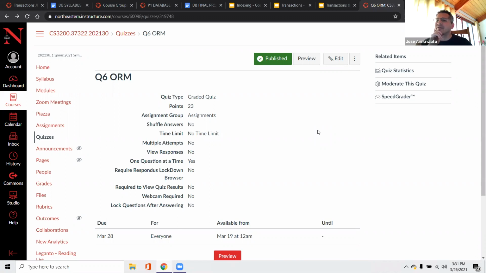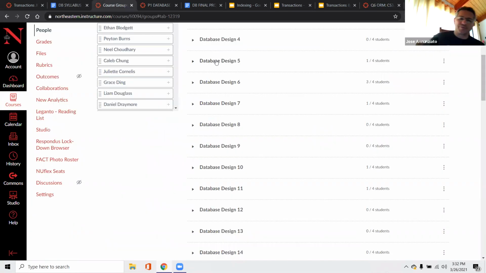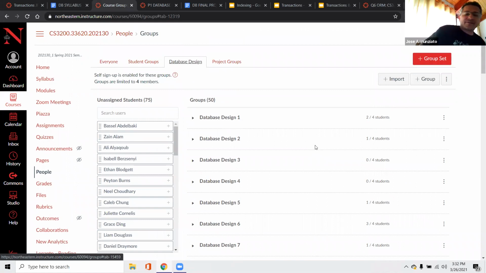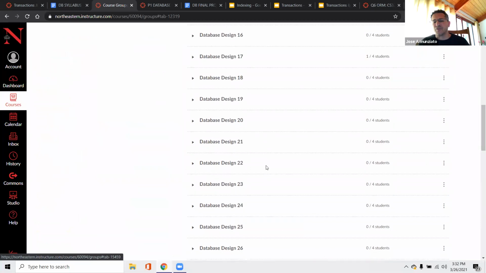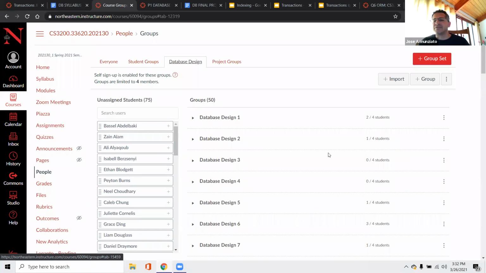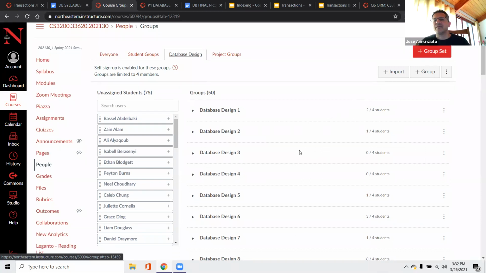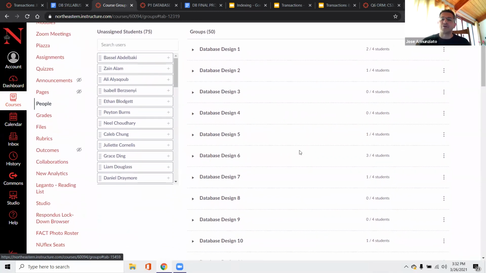For the project, if my group has students from other sections, yeah, let's talk about that. Let's talk about the groups. So I saw that some students had created some groups of their own, but everybody had not created any groups whatsoever. So I created a whole bunch of groups for everybody. I call them database design 1 through 50. So there's 50 students. I see that some students have already joined. So if you could see that some groups have no students.